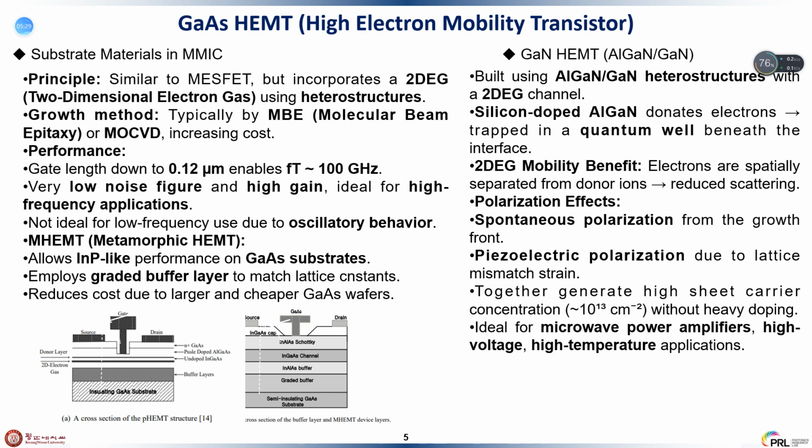Like the metamorphic HEMTs, or mHEMTs, they extend the performance by enabling InP-like layers on this material substrate, resulting in low cost and larger wafer size. Then there is this device, made from a mix of these two materials, and the key advantage of this material is its ability to handle high voltage, high temperature, and high power. They are all essential for next generation RF amplifiers.